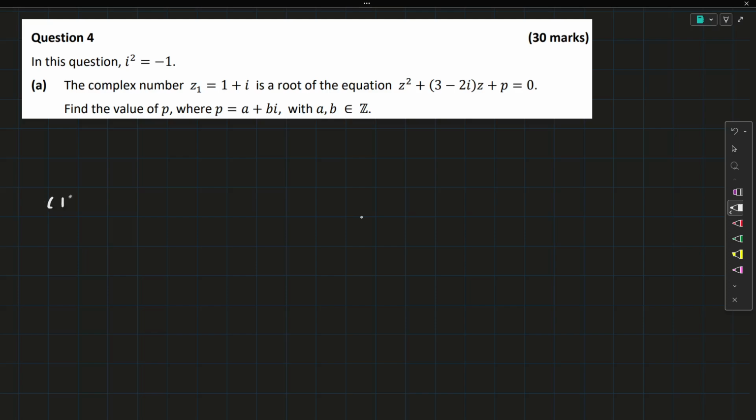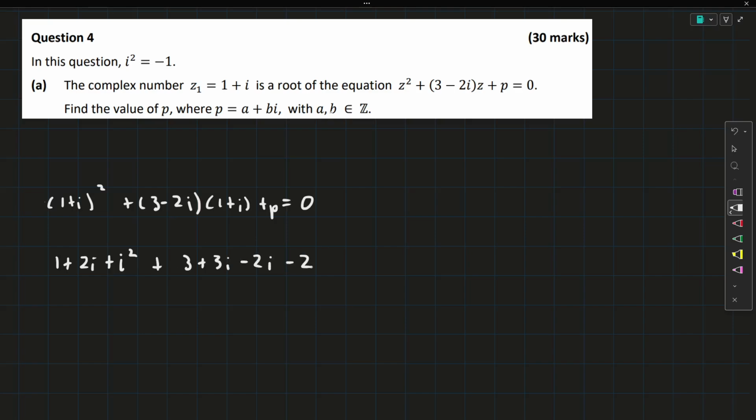So that means we'll have (1 + i)² plus (3 − 2i) times (1 + i), plus p, equal to 0. And that's true because we're told that this is a root, or in other words, a solution. So we need to just solve for p. When we square (1 + i)², we get 1 + 2i + i². That's just squaring out the bracket. Plus, then multiply these brackets, we get 3 + 3i − 2i − 2i² plus p equals 0.